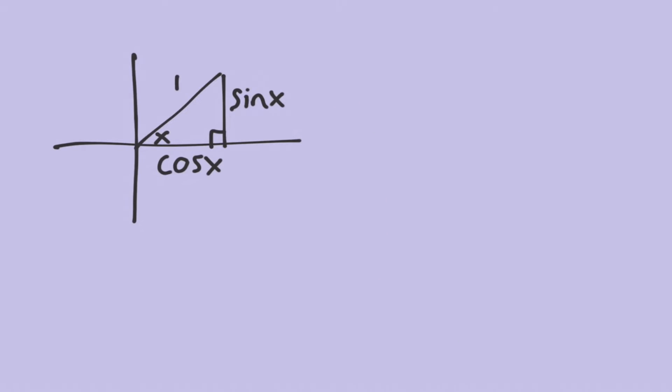We can come up with the first identity by the Pythagorean theorem from the unit circle. So if you remember from the unit circle, cosine is x, sine is y, and then the hypotenuse or radius is always 1. So if you do the Pythagorean theorem, sine squared x plus cosine squared x equals 1. That's where that first one comes from.